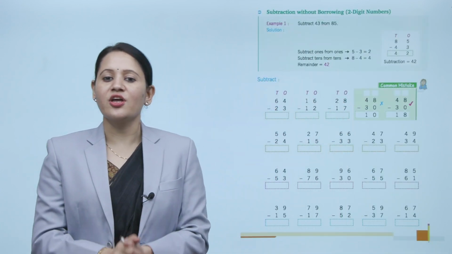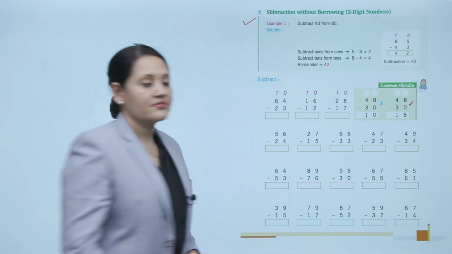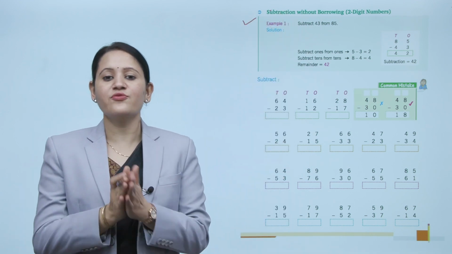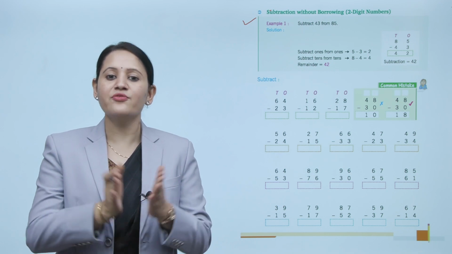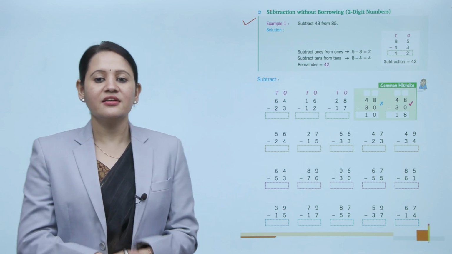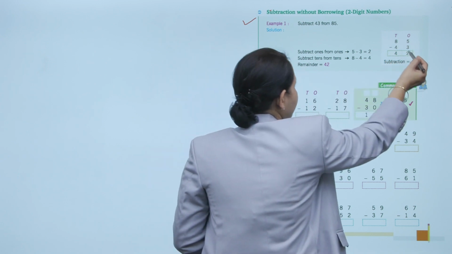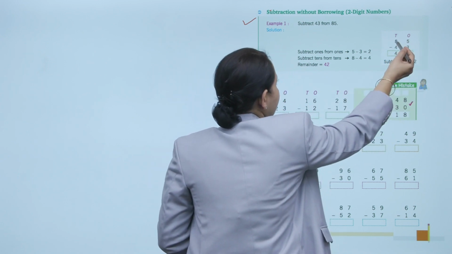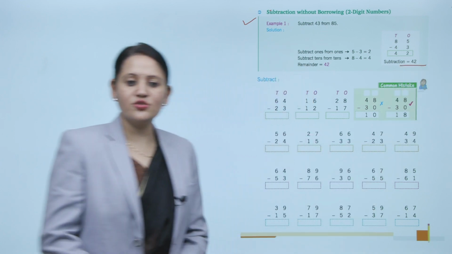Next, subtraction without borrowing 2-digit numbers. Subtract 43 from 85. Always subtract the lesser number from the bigger number. So we have to subtract 43 from 85. Subtract ones from ones. So 5 minus 3 is 2. Then 8 minus 4 is 4. So the difference is 42.